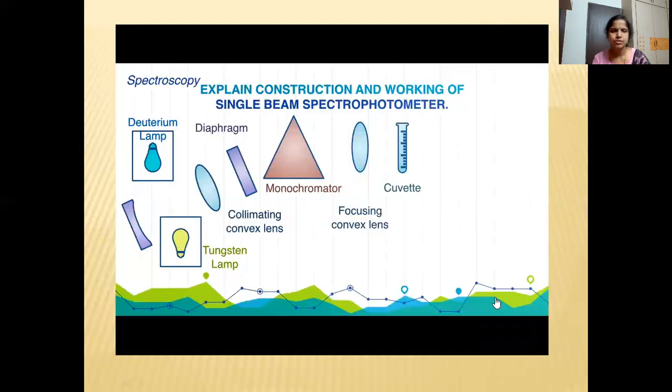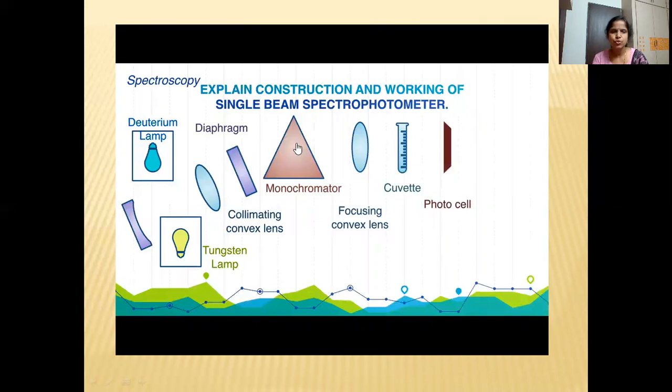Then we'll see how the single beam spectrophotometer works. As I said, we'll be having a light source, deuterium lamp or tungsten lamp. Tungsten lamp is for the visible range, deuterium lamp is for UV light, and then it has a collimating convex lens. The light from these sources will fall onto this lens, and moves onto the diaphragm. The diaphragm is set for 100% transmittance.